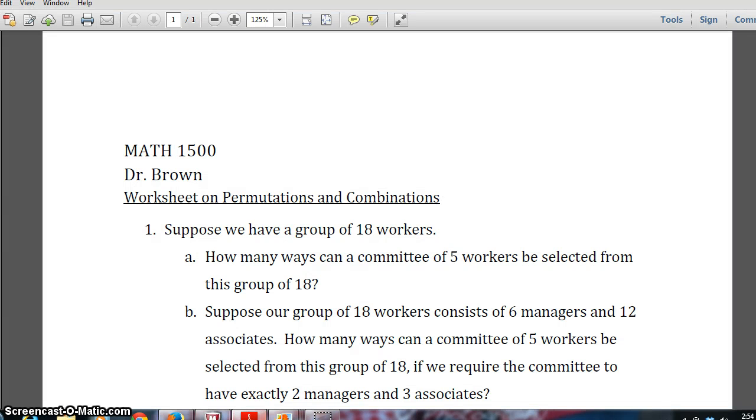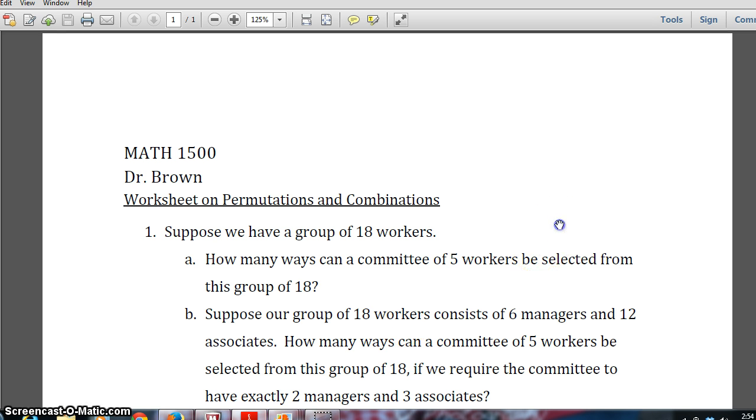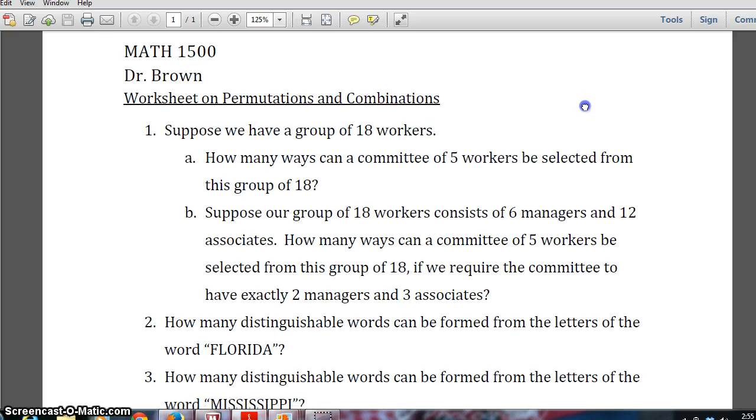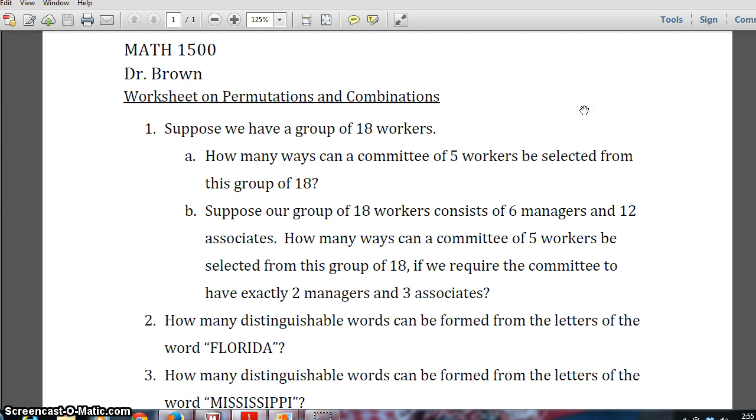Okay, so let's go through these problems on permutations and combinations that we had on the worksheet on Monday. So here's the first question, and it's two parts. They're similar questions, but not exactly the same.